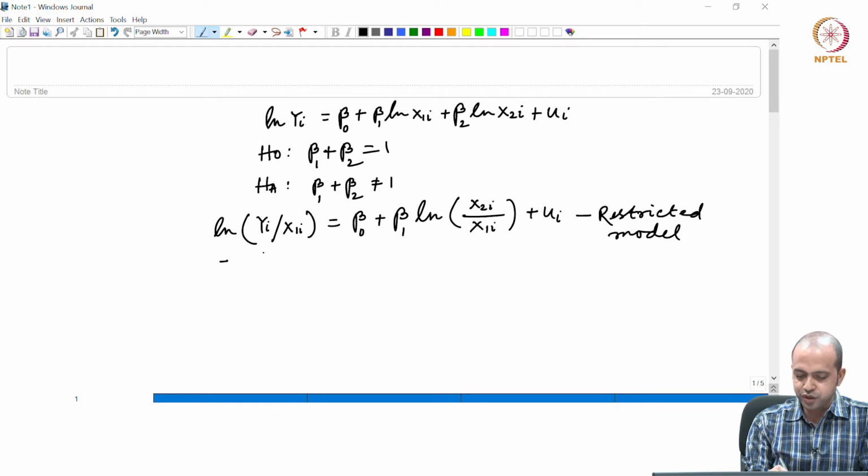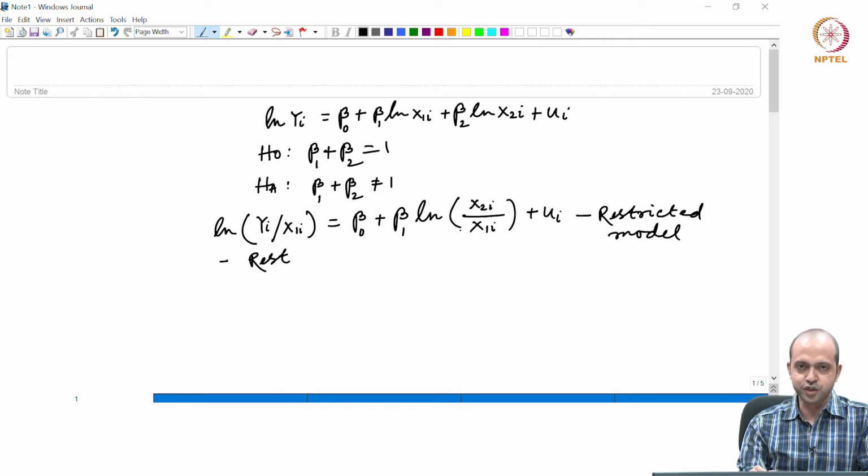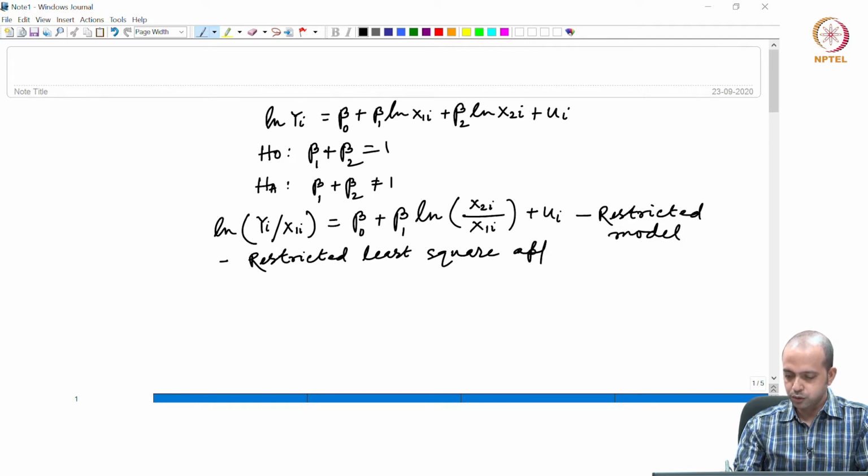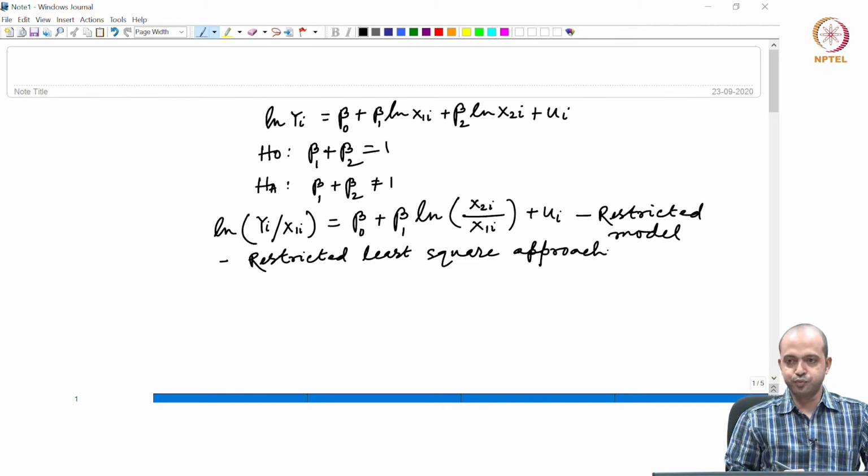So, what is the approach that we are following? Estimating this restricted form of the production function using the OLS method is called the restricted least square approach.